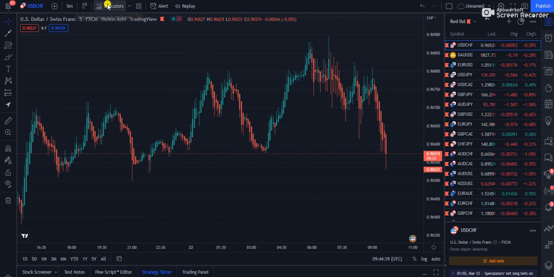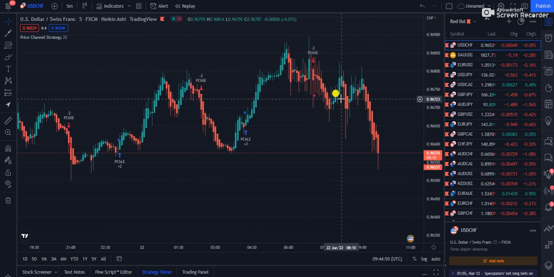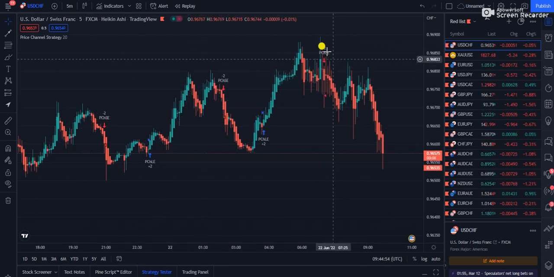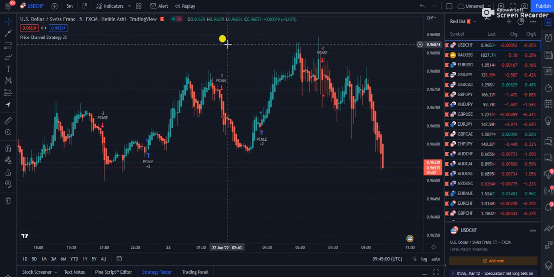Okay, now let's come back to the strategy. If we go to the indicator section, first of all we will be using the price channel strategy. You can see that it is attached on my screen. It is giving you a -2 and a +2, and this is the 5 minute chart on which I am going to review it. However, I have told you that you can use any chart of your choice for scalping and swing trading.